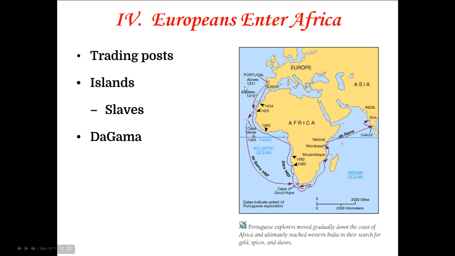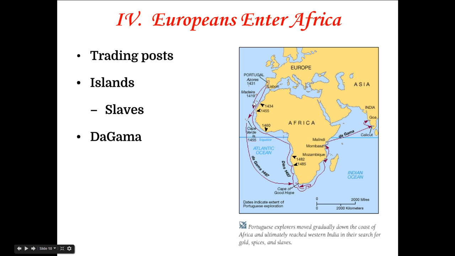They are trading in Africa. Africa at the time had its own healthy slave trade. So the Portuguese start buying slaves from Africa, and we get the beginnings of the Atlantic slave trade.